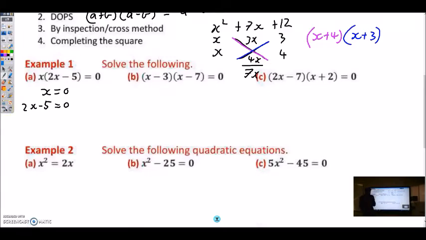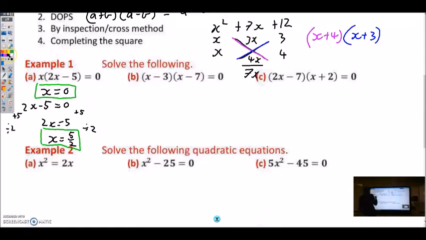Our second solution, we're going to have to solve for x. So we're going to add 5, and we get 2x equals 5. And then divide by 2, and x is equal to 5 on 2. So from this, our two solutions are x equals 0 and x is equal to 5 on 2.